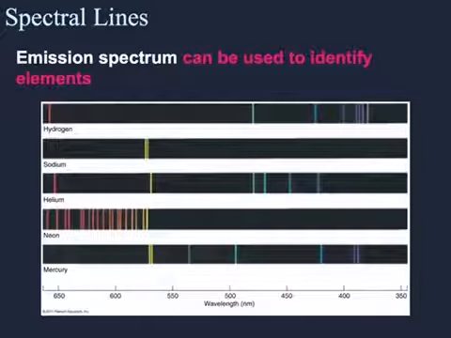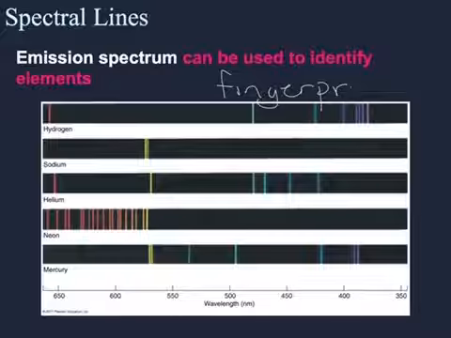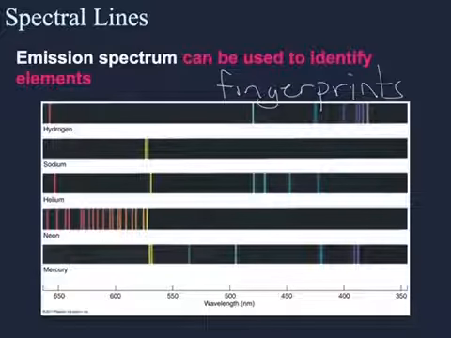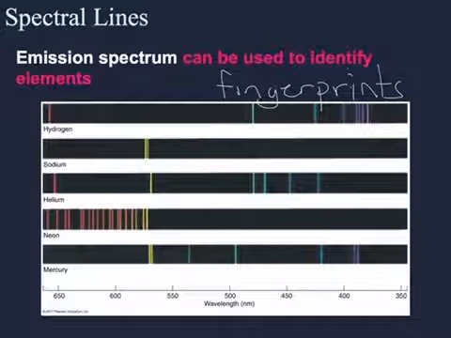Emission spectrum can be used to identify specific elements within a light source. Best way to think about this, these are like fingerprints for elements. Every single element has its own unique set of emission lines. So hydrogen, again, at the top is the one we probably focus on the most because it is the simplest element and the most abundant, but you can see how distinctly different it is from all these other ones.